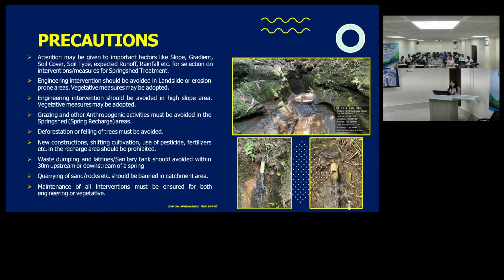Now, by doing all this, we also need to keep in mind certain measures. So these are the precautions. Attention needs to be given to slope, gradient, and soil cover for selection of interventions. We've already discussed this: engineering intervention should be avoided in landslide areas. So why is landslide study also important in Springshed? Even if we go ahead with Springshed reconstruction of trench, suppose it is a landslide prone area, then there will be no positive result. So these interventions need to be understood.